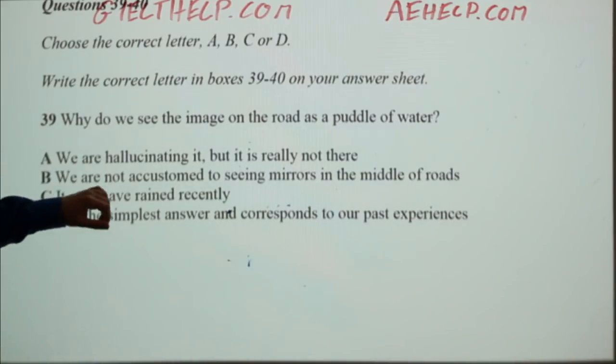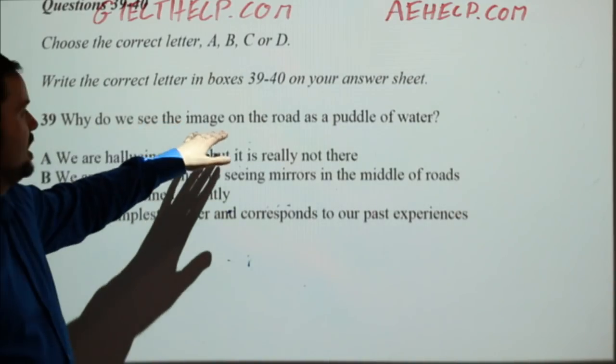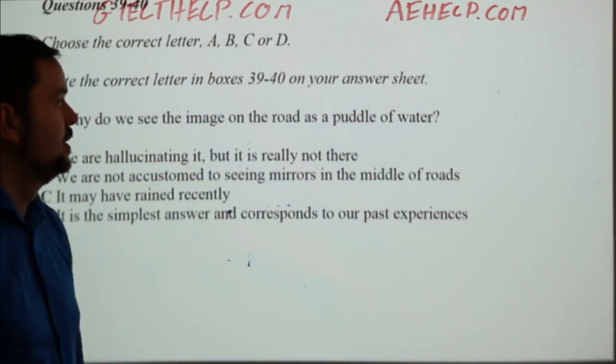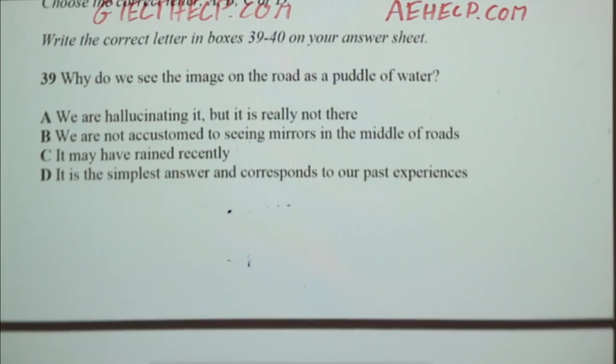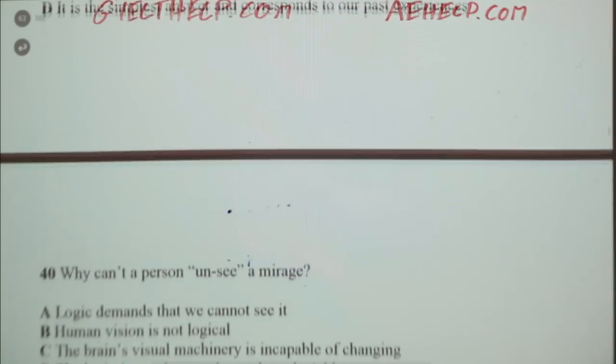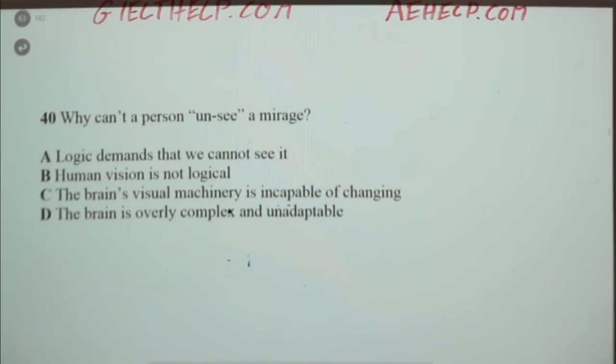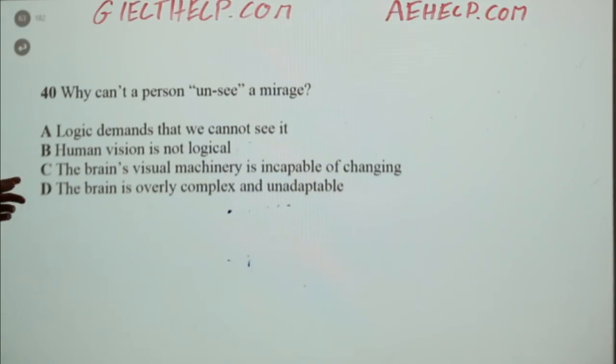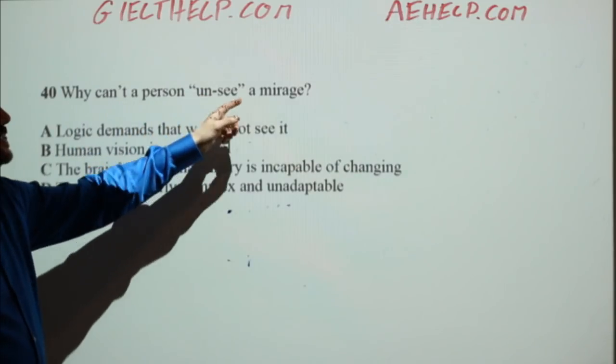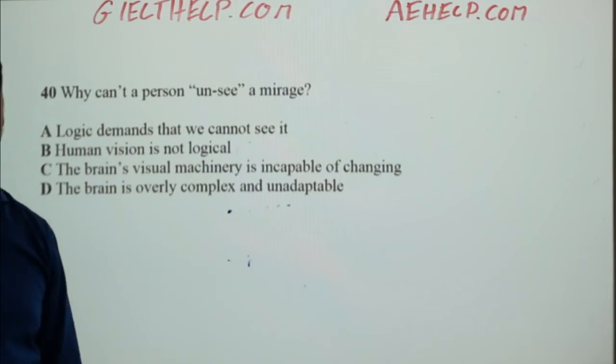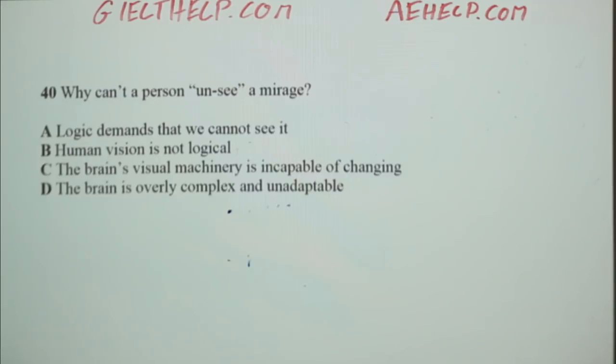So we only read the question here. Why do we see the image on the road as a puddle of water? Okay, so we read the question, not the answer, because 3 of them are wrong information and will confuse us. Okay, and number 40, why can't a person unsee a mirage? Okay, so why can't we unsee it? Means not see it once we've seen it.